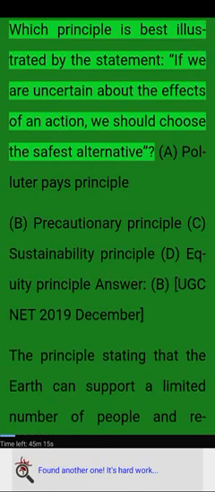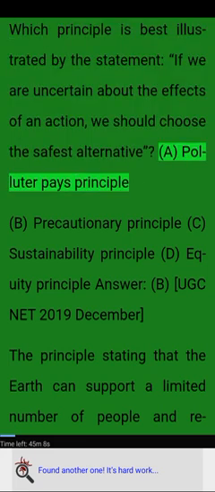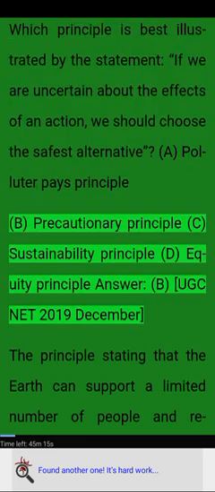Which principle is best illustrated by the statement? If we are uncertain about the effects of an action, we should choose the safest alternative. A. Polluter pays principle. B. Precautionary principle. C. Sustainability principle. D. Equity principle. Answer. B.